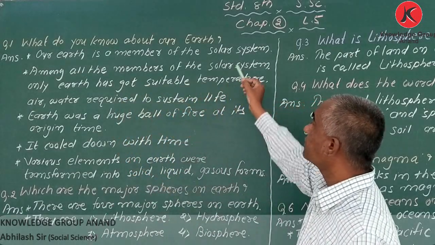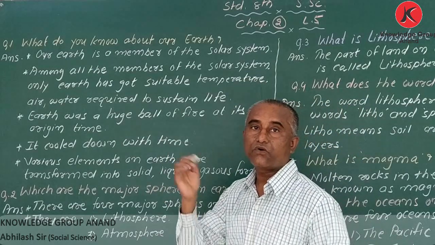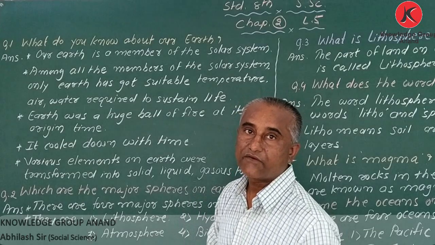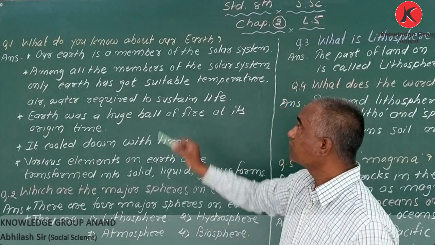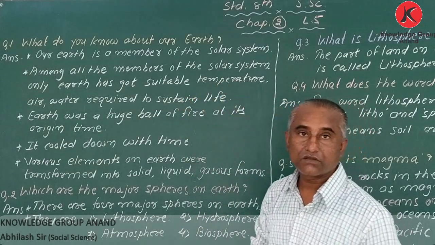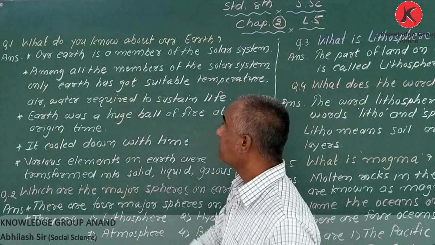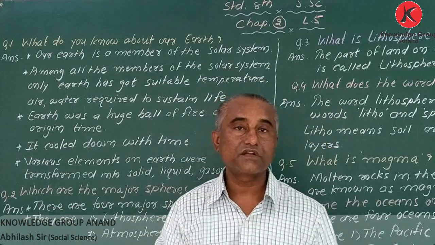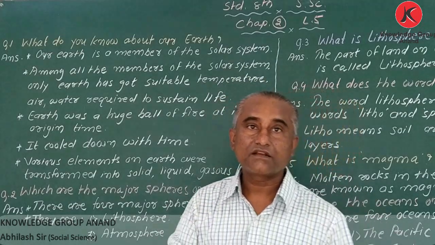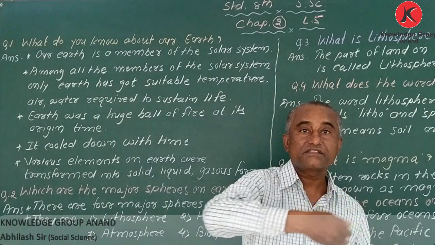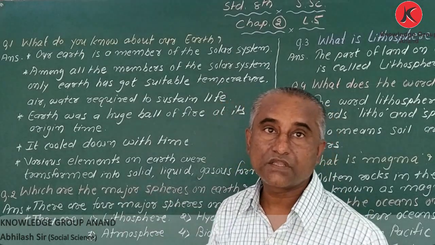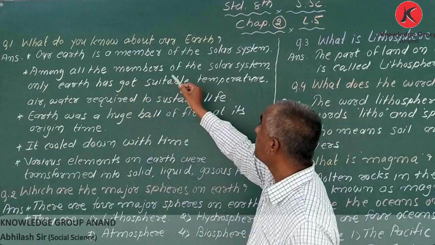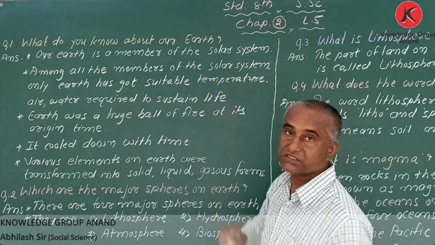What do you know about our earth? We are living on earth. In my first video of this chapter, I have explained about earth. So what do you know about our earth? Okay. First point. Our earth is a member of the solar system. My dear student, when sun is there and around sun, many planets they move. They are called solar system. So our earth is a member of solar system.